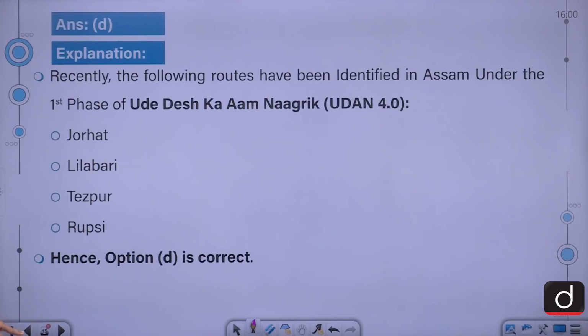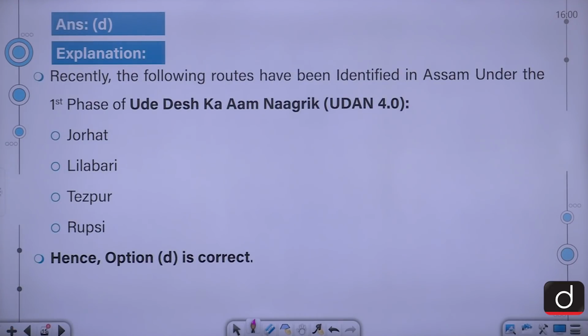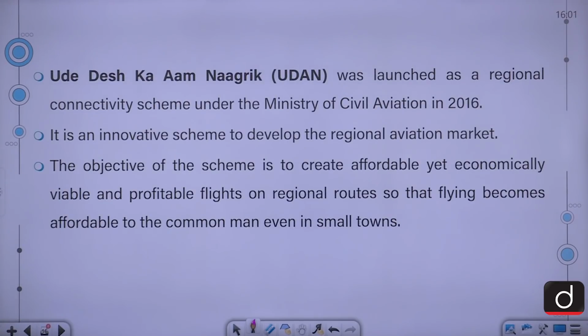The correct answer to this question is D, that is 1, 2, 3 and 4. All the airports have been identified as part of the Udan scheme. Moving on to the explanation. Recently, the following routes have been identified in Assam under the first phase of Ude Desh Ka Aam Nagrik: Jorhat, Leelabadi, Tezpur and Rupsi.